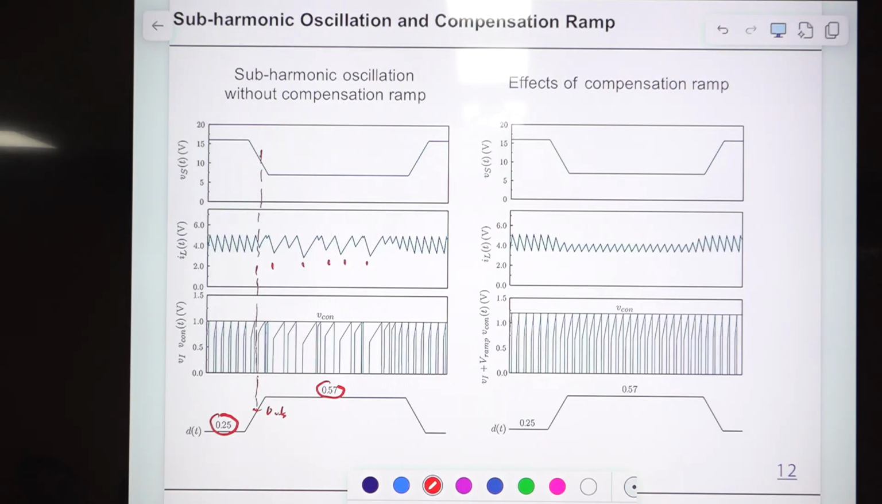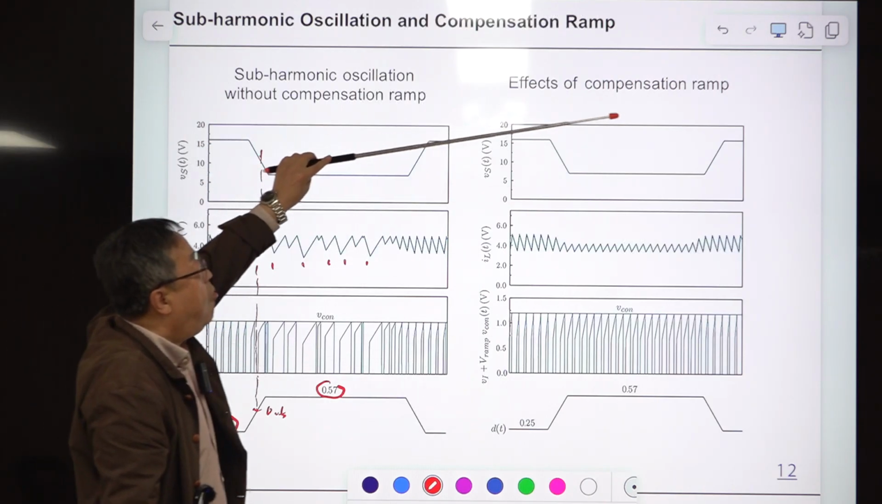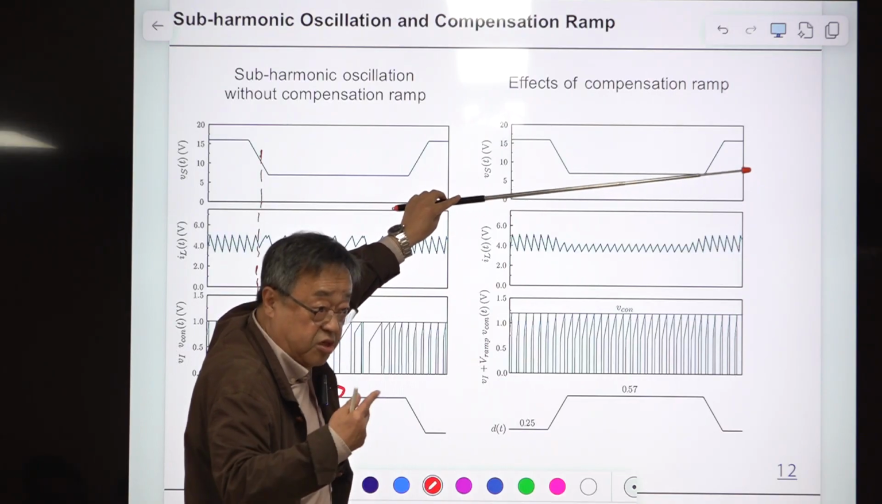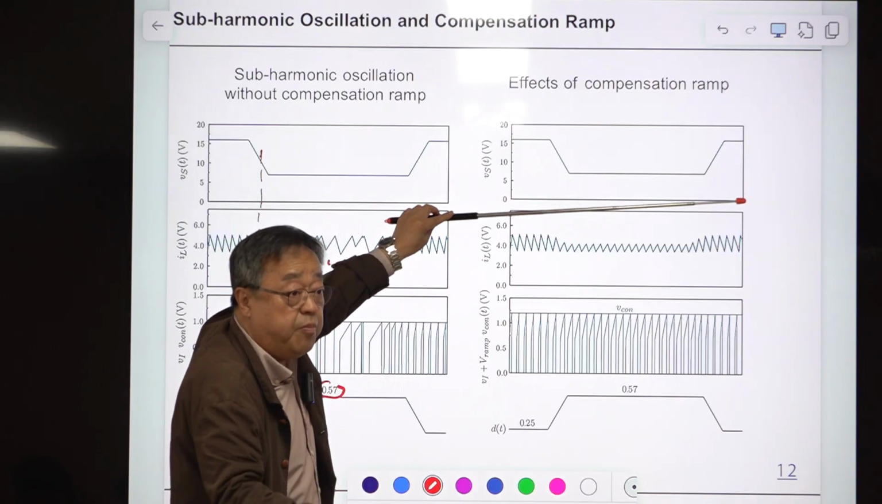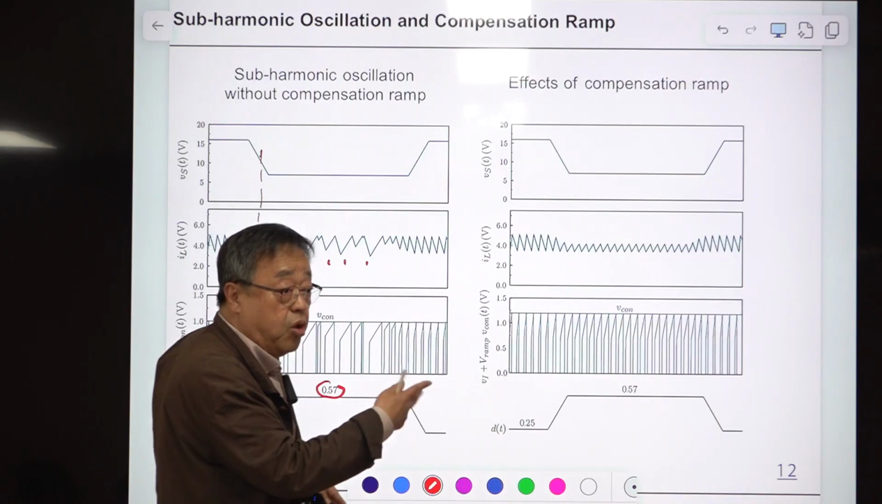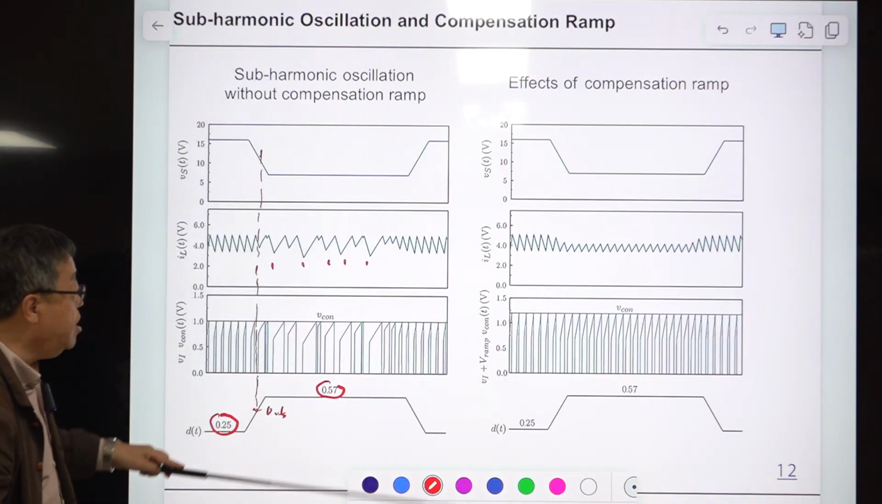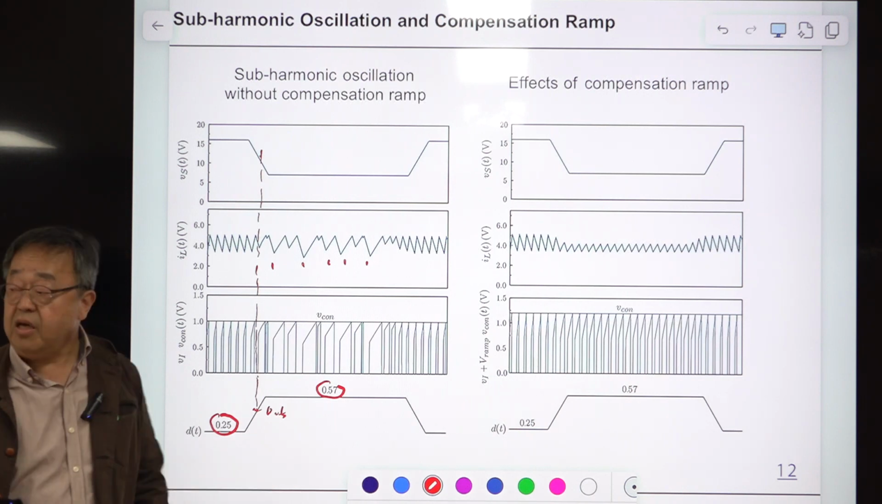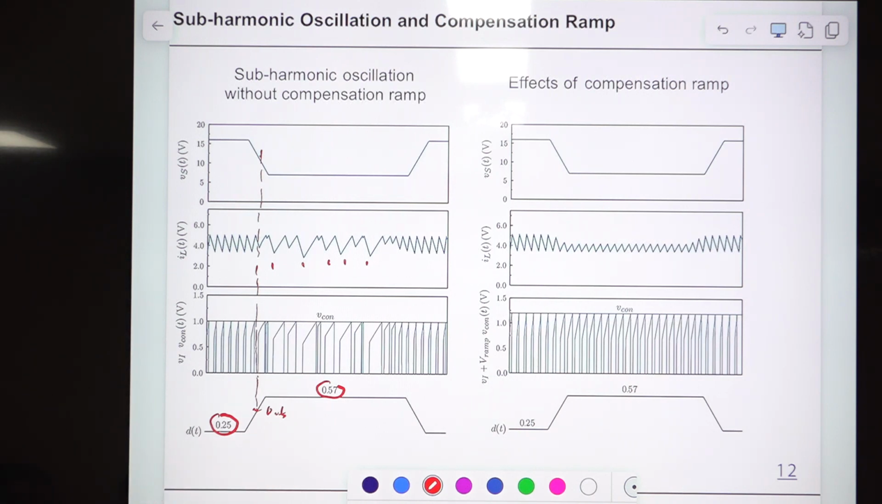So this is without the compensation ramp, and I added the proper compensation ramp with the proper slope, which is the lower limit. When the slope exceeds the lower limit, then this subharmonic oscillation is gone. So this verifies the stabilizing effect of the compensation ramp.